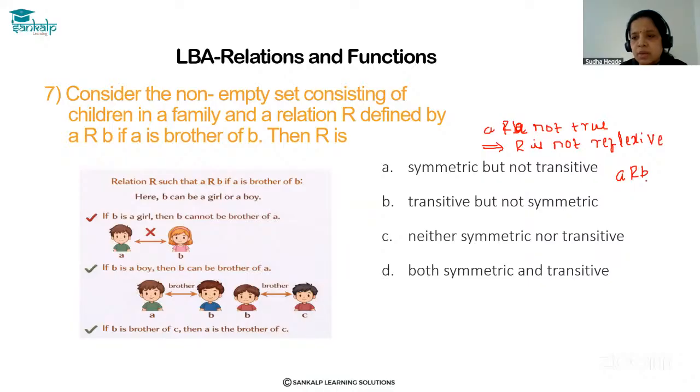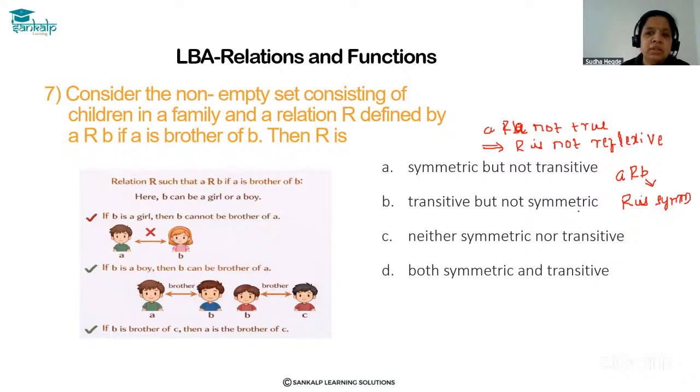Sometimes it is possible. If B is male, then it is possible. If B is female, it is not possible. So to prove, you have to check for all possibilities. It should be true for all cases. But if B is a girl, it is not possible. Therefore, R is not symmetric.